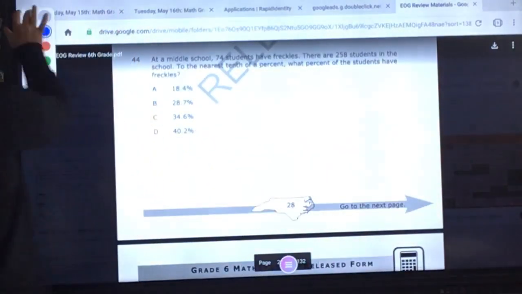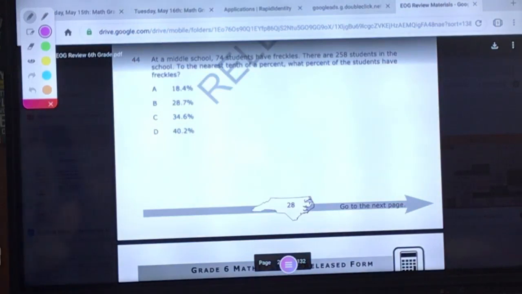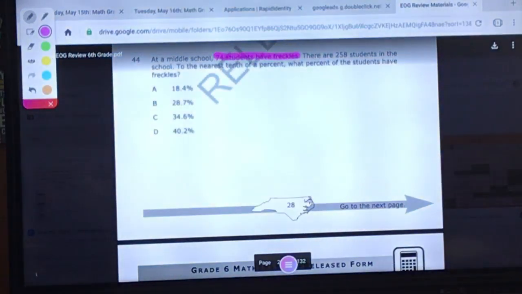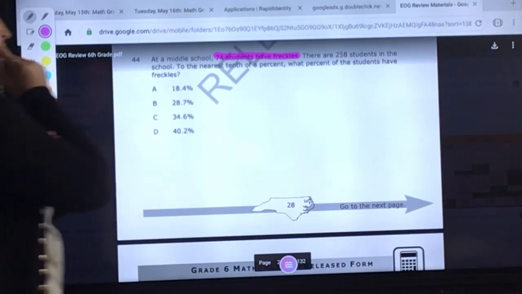Alright, so question number 44 says, at a middle school, 74 students have freckles. There are 258 students in the school. To the nearest tenth of a percent, what percent of students have freckles? So what's important in that first sentence? Delilah? 74 students. Okay, what's important in the second sentence? Noah? There are 258 students.